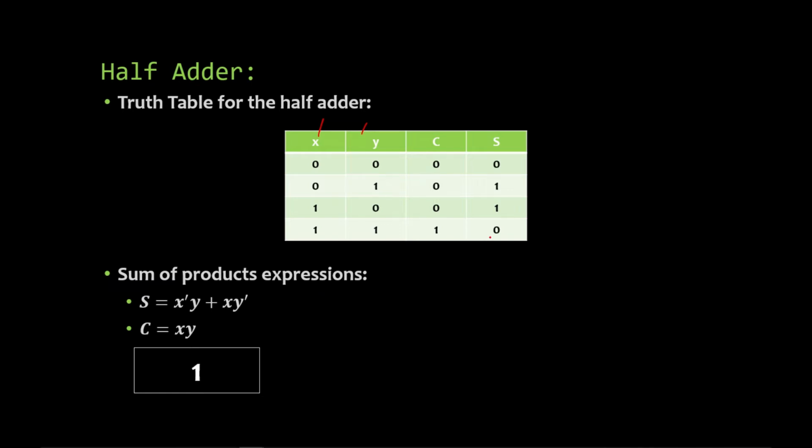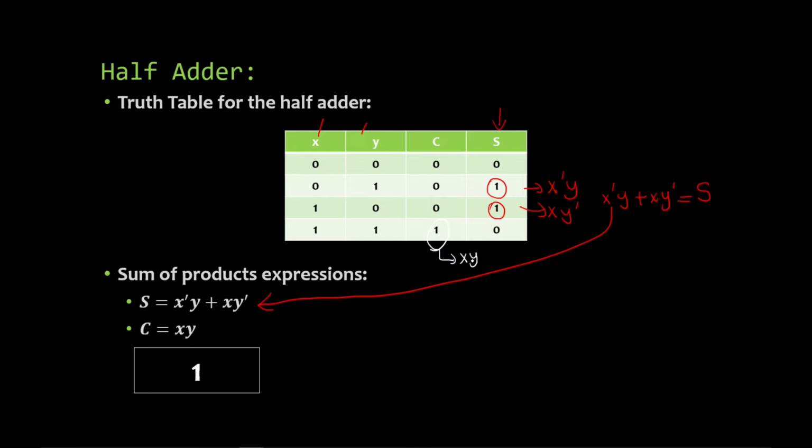So if you would like to figure out the functions for s and carry, let's see for s first. Here we have the value as 1, so we can write this row as x complement and y. And here we have x, y complement. So if we add these two minterms, we are going to get the function for s, which can be seen right here. And for carry, we only have a single one right here, and we can write xy is equal to carry, and you can see it right here.